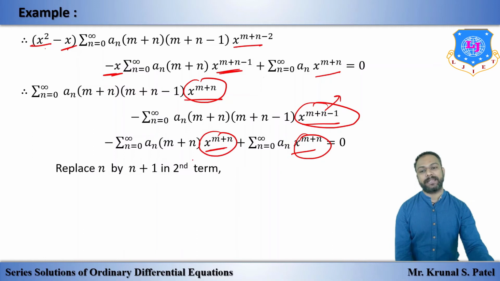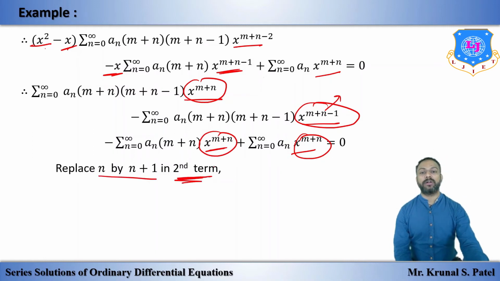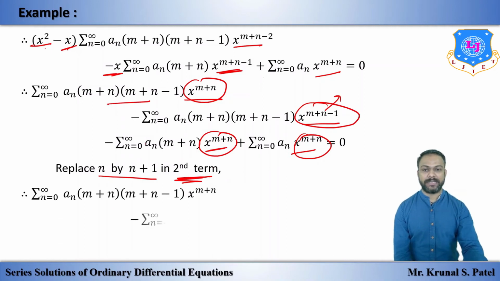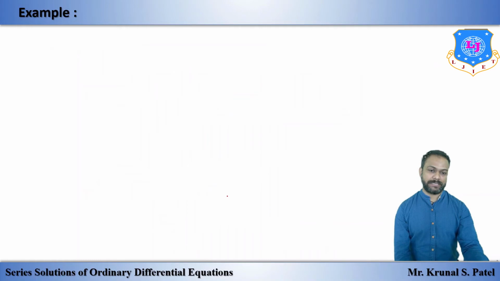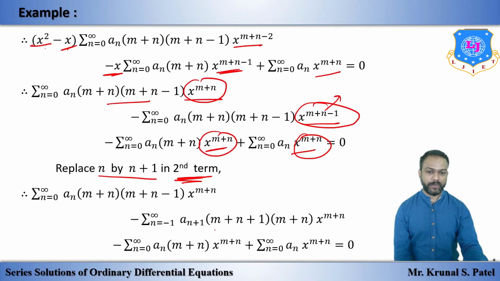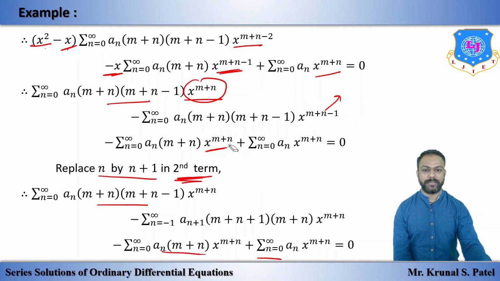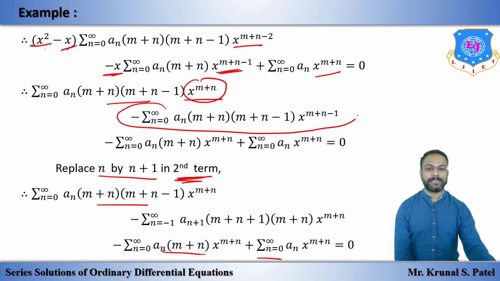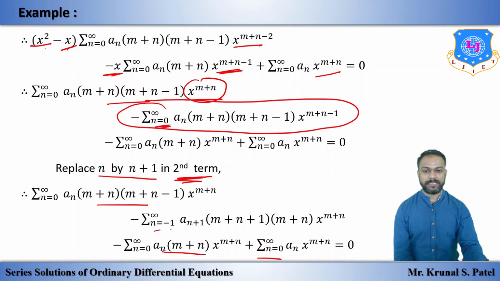In which term? Second term. So n by n plus 1 in the second term only. Okay, so all the rest, the first term, third term and fourth term, are as it is. First term as it is, second term becomes this, and third and fourth as it is. Only the second term is changed here by replacing n with n plus 1 in this entire second term. So this sigma becomes n is equal to minus 1. This n plus 1 minus 1 cancels out, this cancels out.